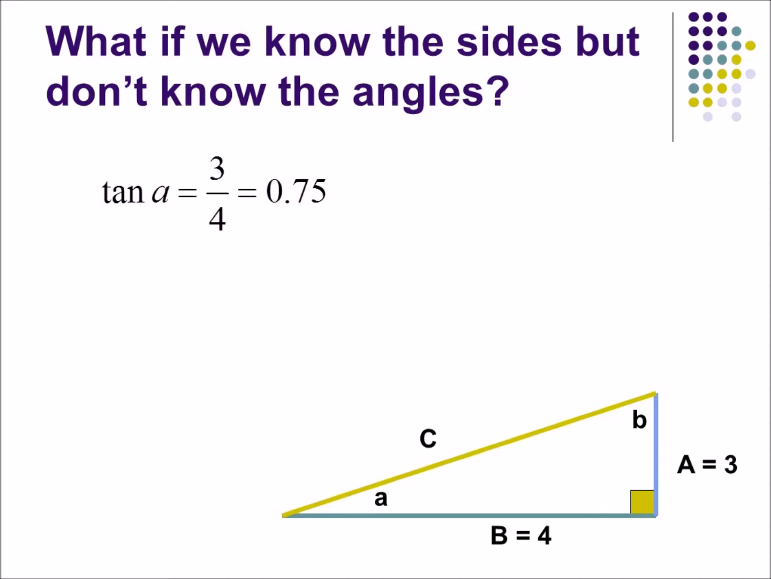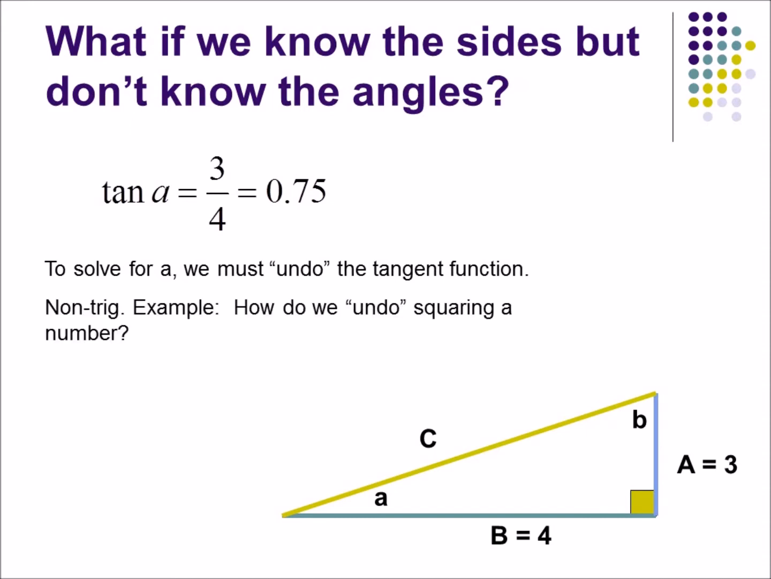So how do we get A out of all that? Well, to solve for A, we have to somehow undo what the tangent function does. And a function that undoes another function is called an inverse function. An inverse function always undoes a function. So, for example, a non-trig example, how would we undo squaring a number? If you take a number like 2 and you square it, and then you want to undo what you've done, you would then take the square root of it. The square root function is the inverse function of squaring.